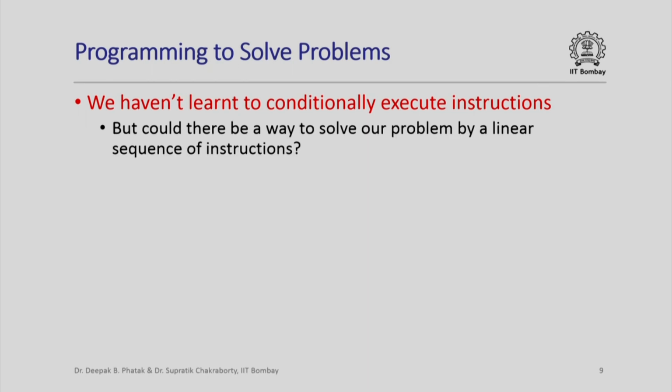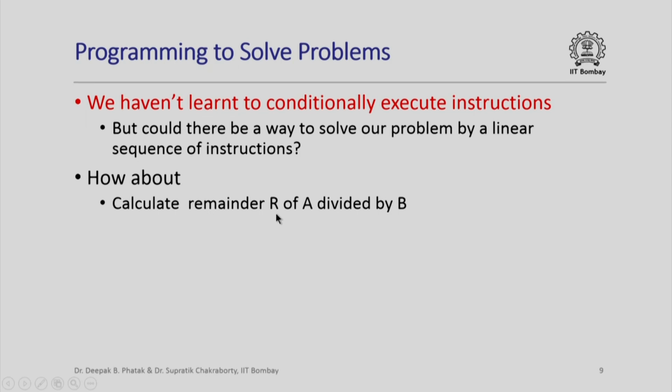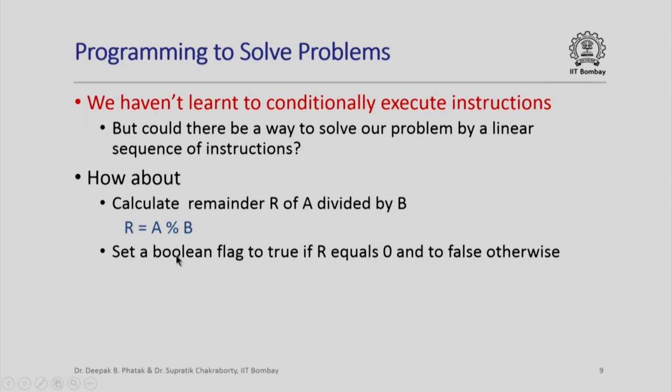Well, this is also an opportunity to think a little bit and find out if there is a way to solve our problem without using conditional execution of statements, just by a linear sequence of instructions. And in the case of this problem, it turns out that we can. We could calculate the remainder of a divided by b in C++. This can be achieved by using the percent operator, or the remainder operator. Then we can set a boolean flag to true if r equals 0 and to false otherwise.